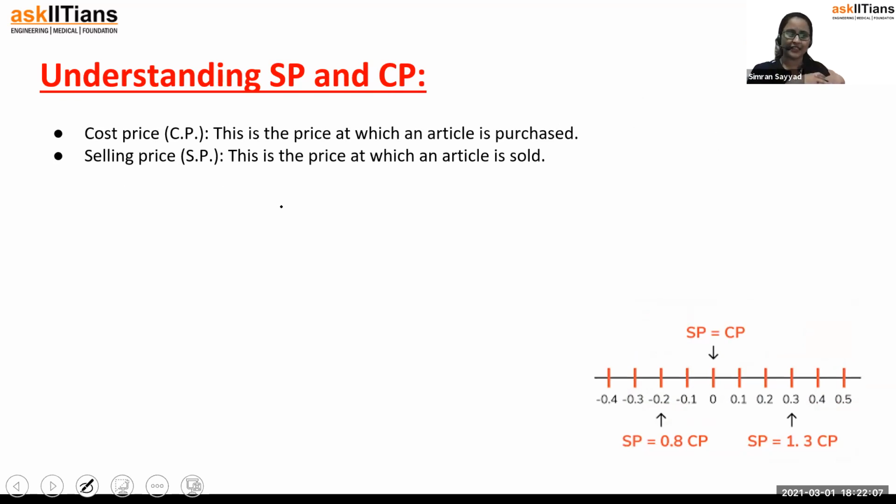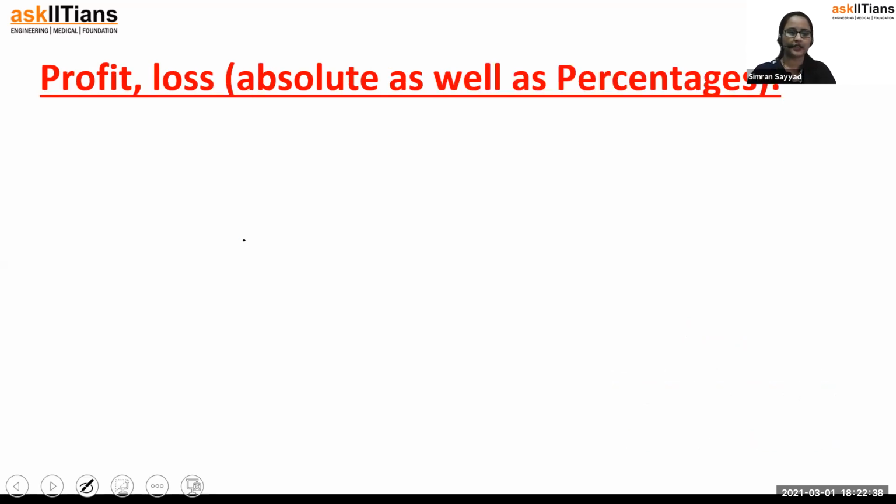The terms themselves tell you: the selling price is the price at which the article is sold. If there is a shopkeeper, the price at which the shopkeeper sells you something is the selling price. The cost price is the price at which that shopkeeper purchased it from some other person, a manufacturer, a distributor, maybe anyone. That is the cost price. So these two things are clear.